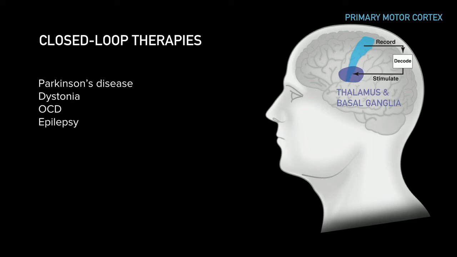Deep brain stimulation, or DBS, has also been used for dystonia. It is already approved for dystonia and obsessive compulsive disorder. And we think, again, closed-loop therapies can do better. And in fact, for epilepsy, there's already a commercial product that does this kind of closed-loop seizure detection and disruption, although it does it with only about 8 electrodes.